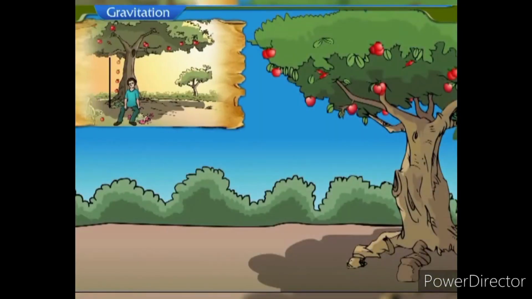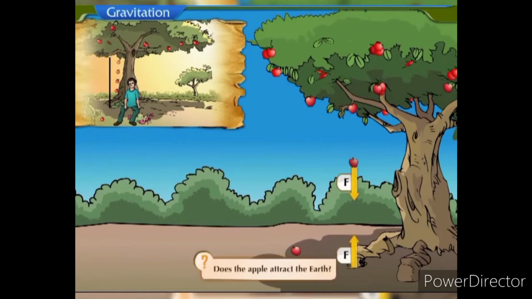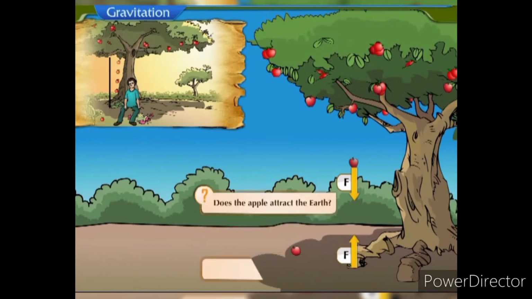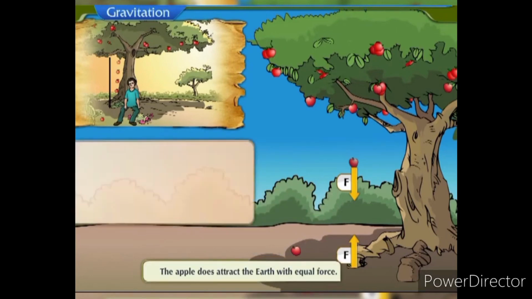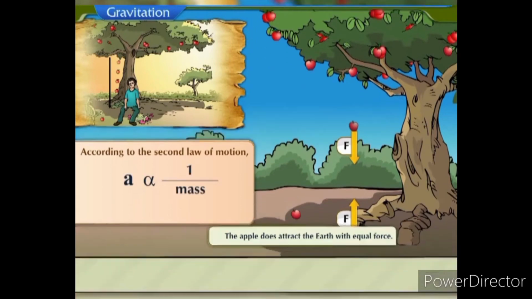It is seen that a falling apple is attracted towards the earth. Does the apple attract the earth? If so, we do not see the earth moving towards an apple. Why? The apple does attract the earth with equal force. But according to the second law of motion, for a given force, acceleration is inversely proportional to the mass of an object.